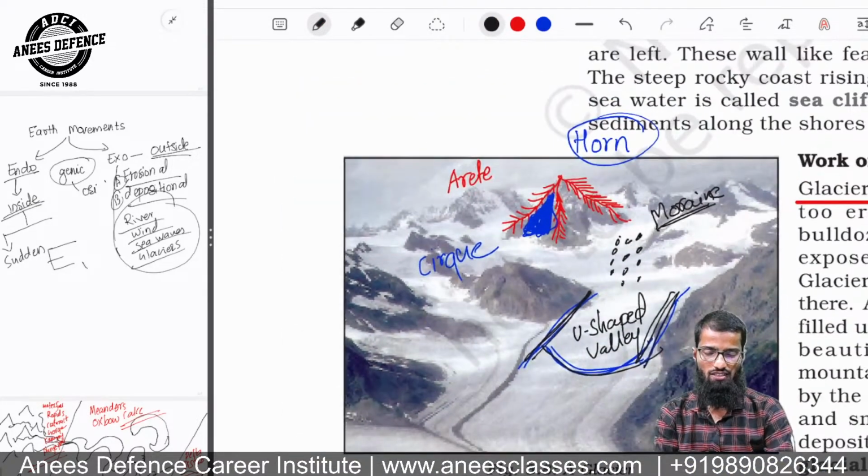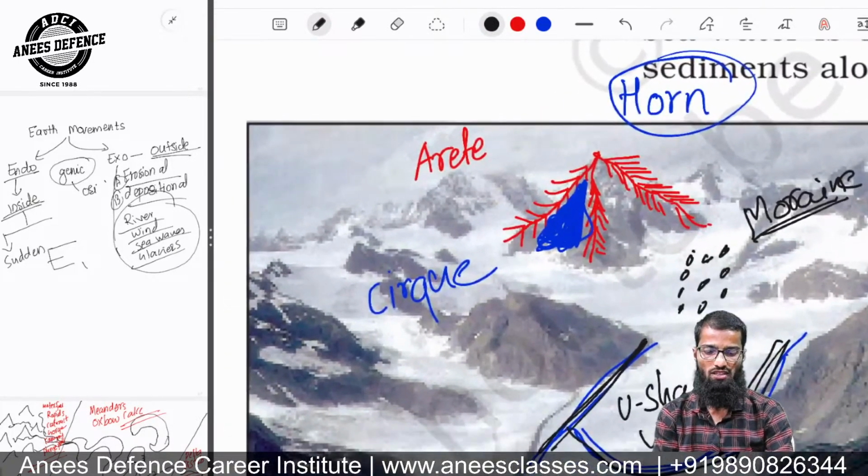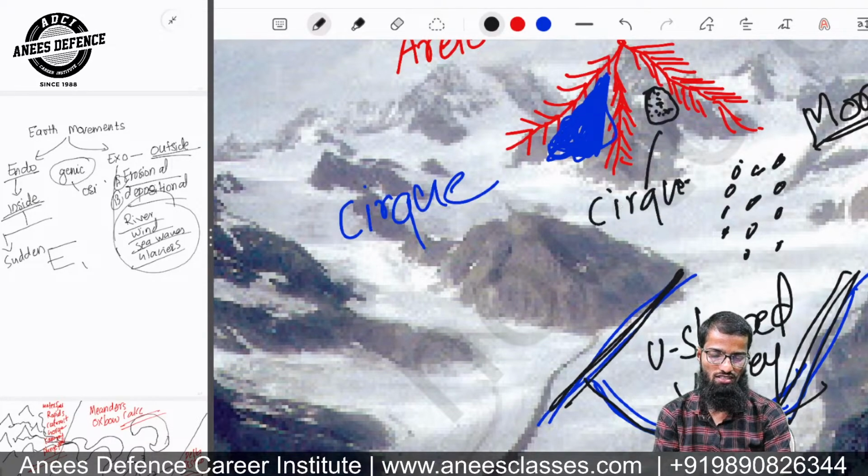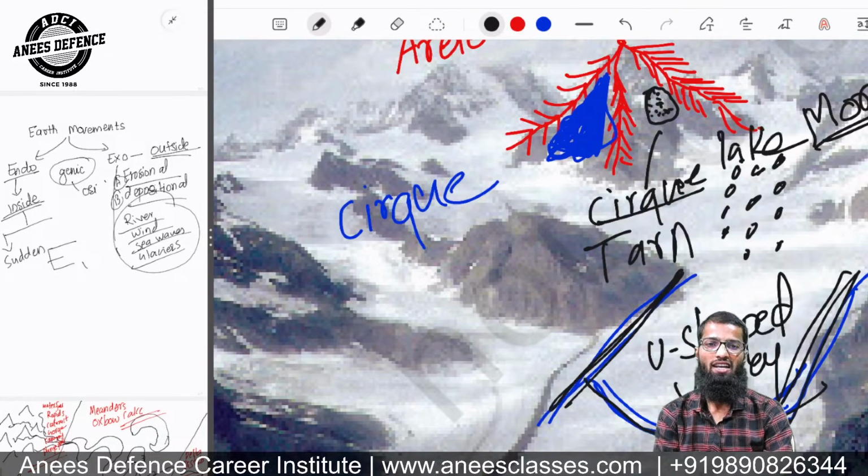So five words we have studied, or five landforms to be frank: arete, cirque, horn, moraine, and U-shaped valleys. Now remember, in the summer season when the ice melts, in the cirque region you will get cirque lakes. Here, instead of ice, you will get water. So they are called cirque lake or tarn lake. This is the sixth word we are studying: cirque lake, or simply a tarn lake.